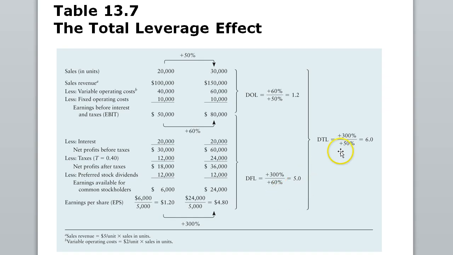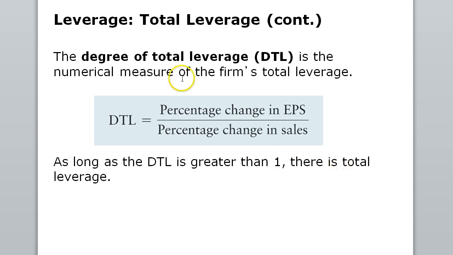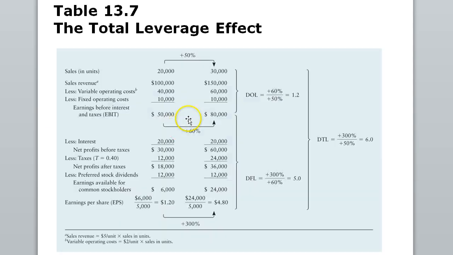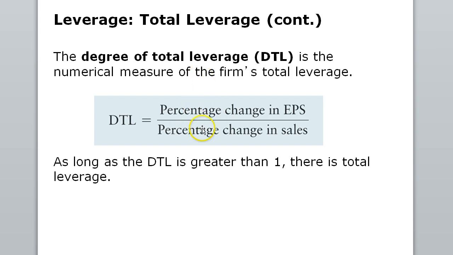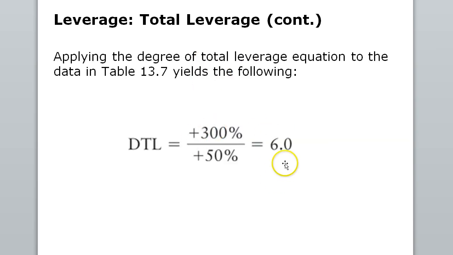Now, if you take the 300% increase in earnings per share and divide it by the 50% increase in sales, we get the total leverage. We can also get the total leverage by taking the degree of operating leverage, 1.2, and multiplying it by the degree of financial leverage, 5, which will also give us 6. So the degree of total leverage is the percent change in earnings per share divided by the percent change in sales. This is the percent change in earnings per share, 300%, and this is the percent change in sales, 50%. So 300% divided by 50% is 6.